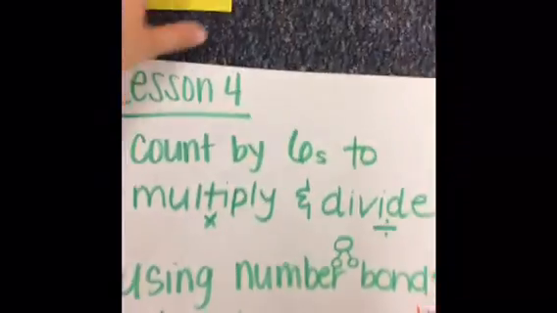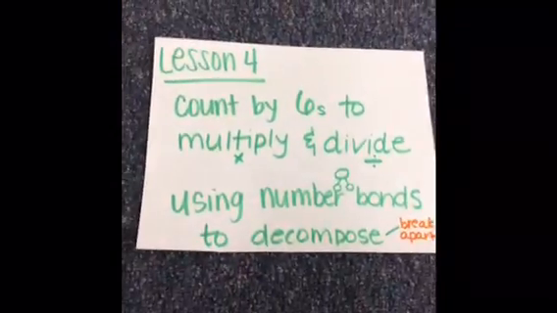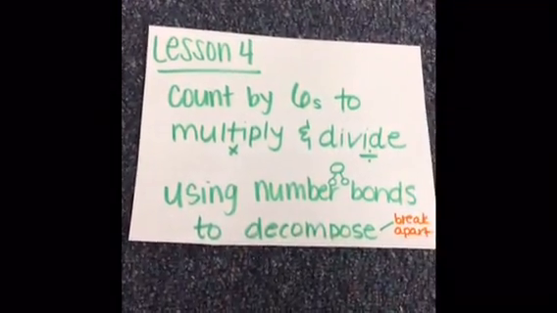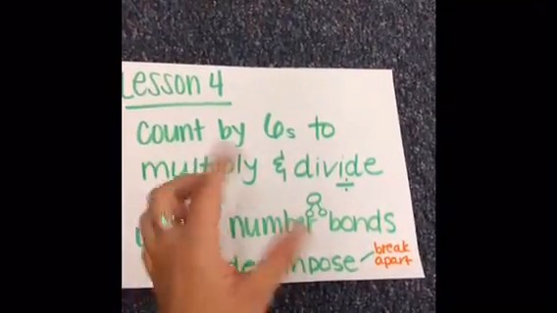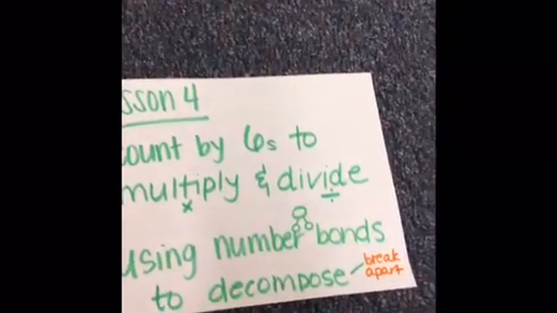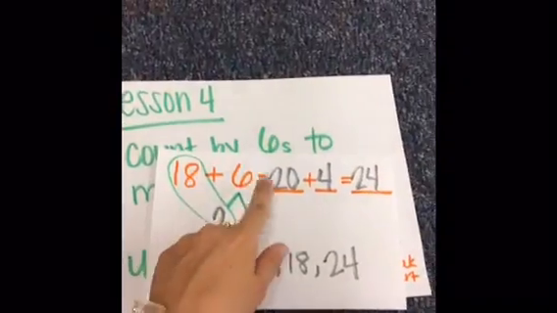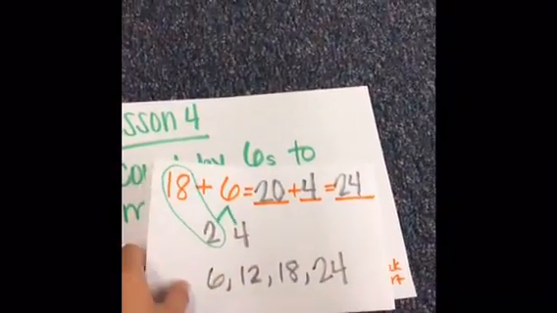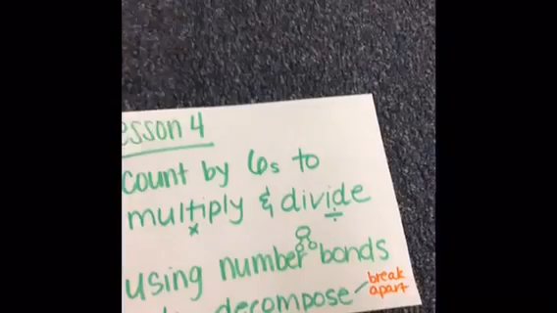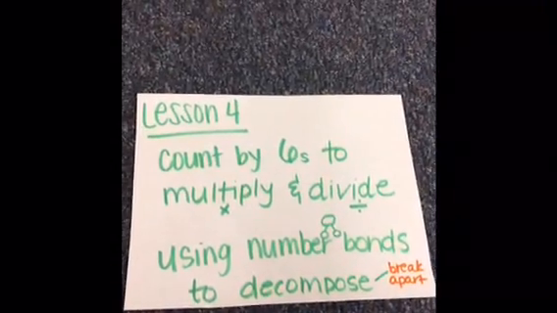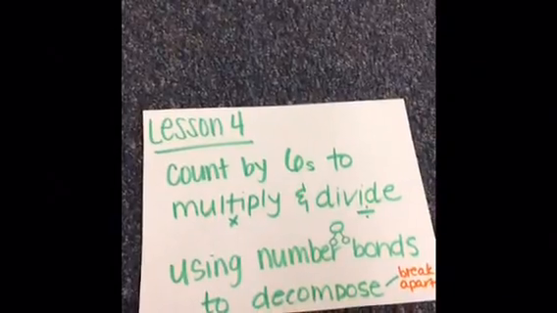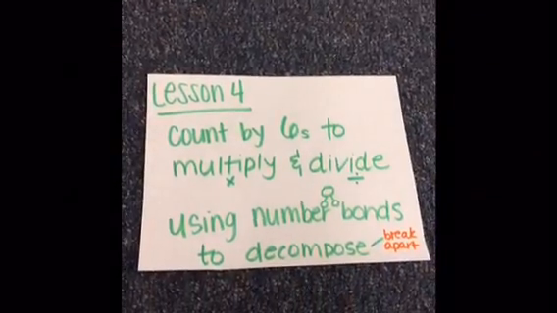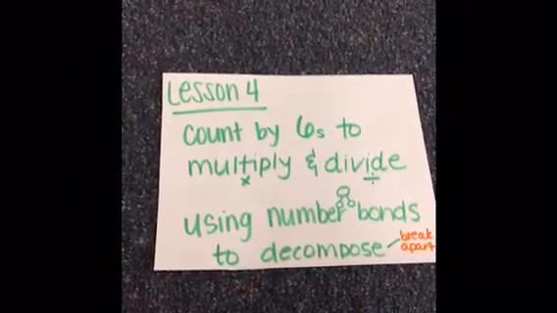All right, third graders, today what we have done is we have skip counted by 6s to multiply and divide using number bonds to decompose. Those number bonds are what helps us break apart the 6 to add more quickly and help us skip count. As we go along, you'll be able to skip count much faster in your head. But for right now, if you just practice your decomposing skills, you'll be able to add 6s much more quickly. Great job!